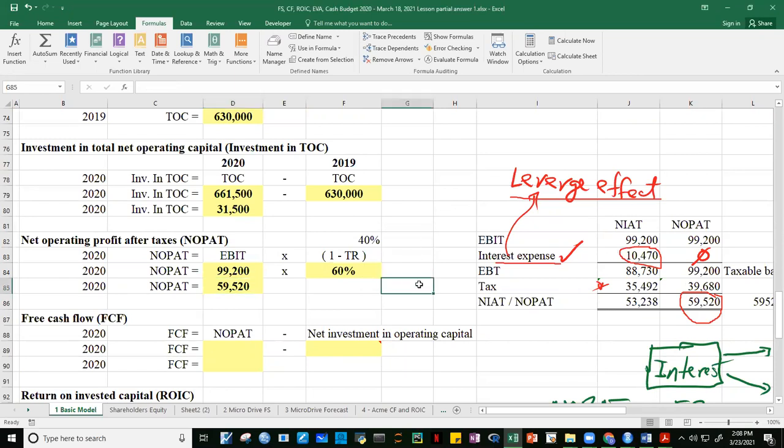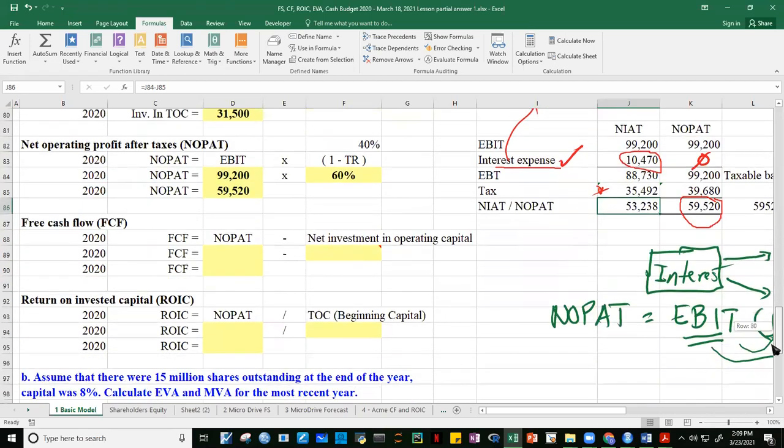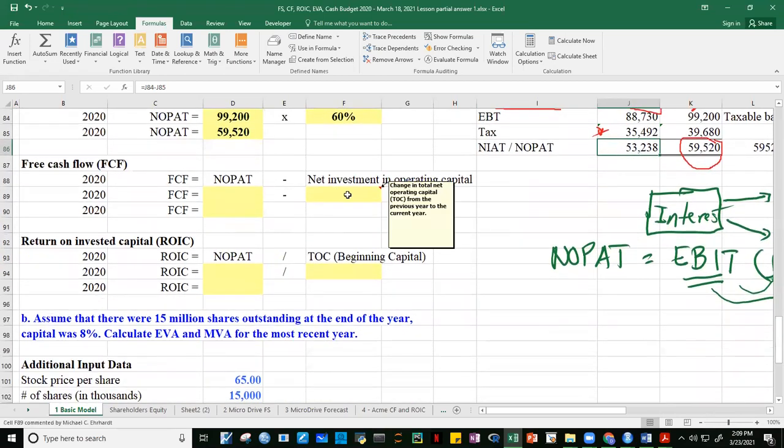This is used to assess the performance of operations. Kasi usually ang ginagamit, net income after tax. Pero sabi ko nga, from the perspective of operations, it's quote-unquote unfair to be assessing them based on net income after tax. Kasi ang net income after tax carries with it interest charges. Operations naman guys, hindi sila yung responsible for interest charges. Okay? All right.